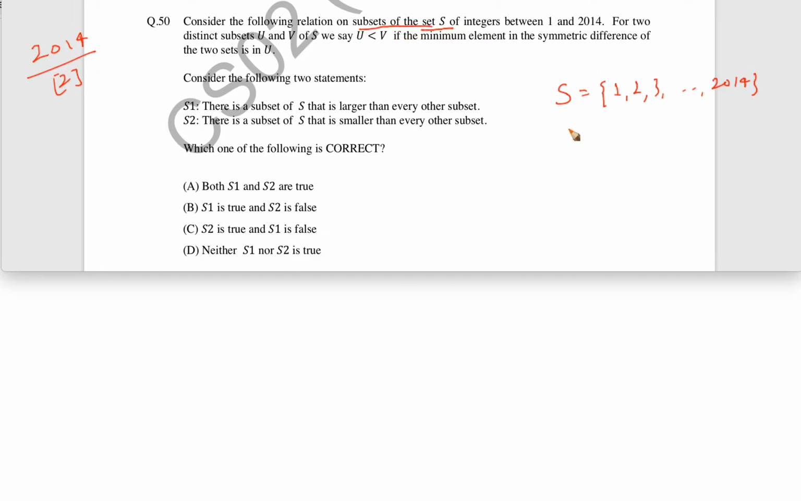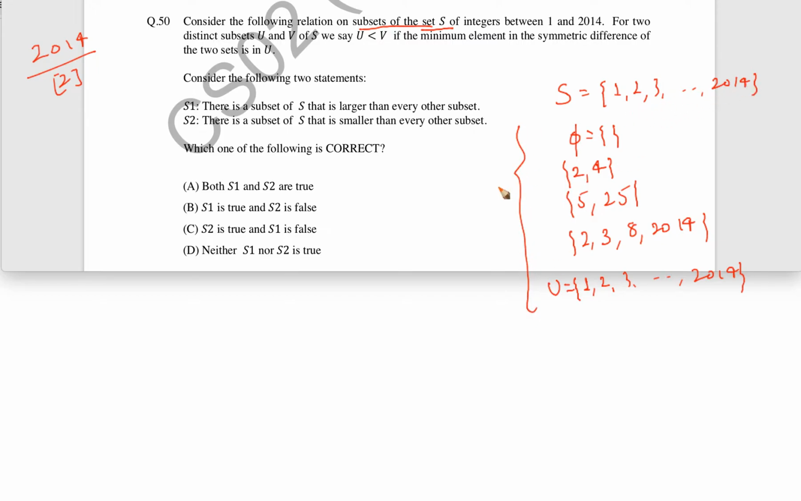So what are the subsets of set S? First it can be phi, which is the null set or empty set. Another one can be something like {1, 2}, {1, 3}, {2, 4}, that can be one thing. {5, 25}, so you can understand there can be a lot of them. Let's say {2, 3, 8, 2014}, something like this. One of them will obviously be a universal set U, which is basically S only: 1, 2, 3 all the way till 2014, everything. And to be precise, 2014 elements are there, so 2 raised to the power 2014 such subsets will be there.